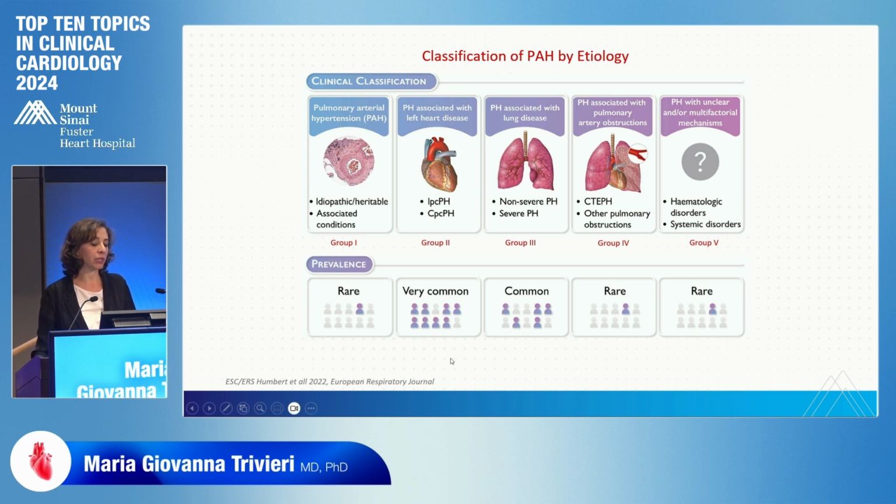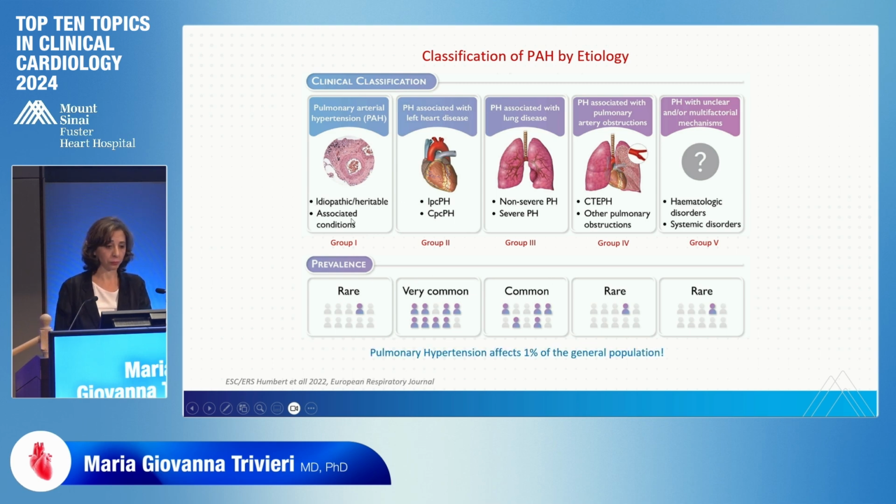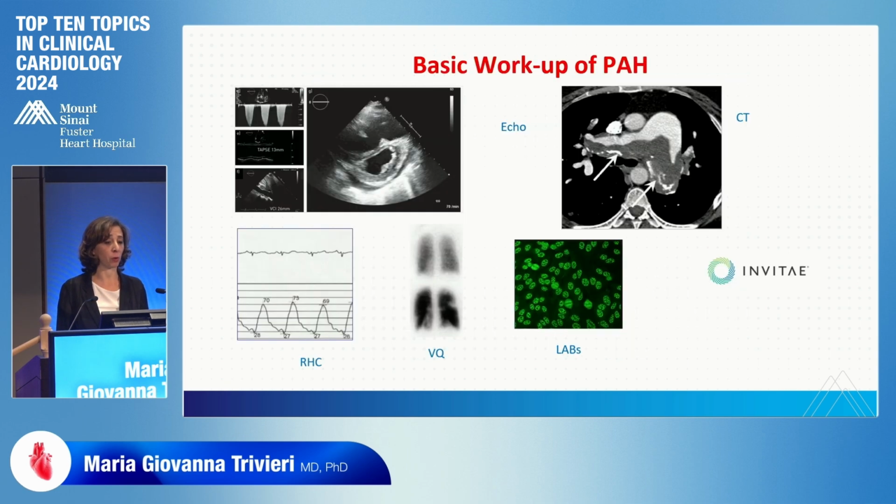At the bottom, you can see the different prevalence. So the most common one is group 2 pulmonary hypertension, followed by the group 3 form of pulmonary hypertension and all the other forms. So the traditional form of pulmonary arterial hypertension, which is group 1, is actually quite rare. And if you look at the entire spectrum of the population, and you take all comers, pulmonary hypertension in itself, regardless of the group, is a very prevalent condition, affecting up to 1% of the general population.